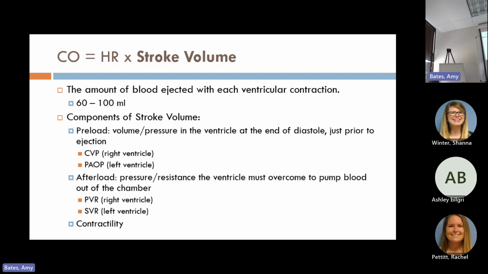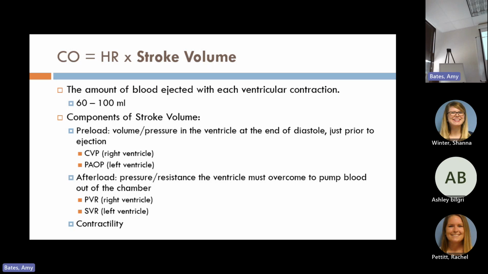Your afterload is the pressure or resistance that the ventricle has to overcome to pump blood out to the body. So on the left side, if you have high blood pressure, you're really tight and squeezed down because you're vasoconstricted for some reason, then your afterload goes up. It's much harder for the ventricle to push blood out over that kind of resistance. The other thing that can happen is if you have a stiff valve, like a stiff aortic valve, that's kind of a fixed afterload, and your ventricle is working really hard to try to get the blood out.